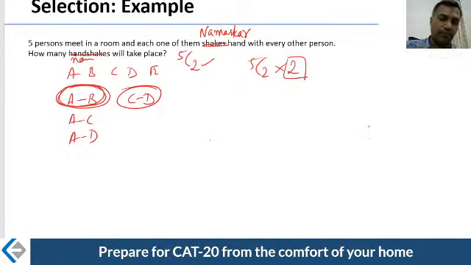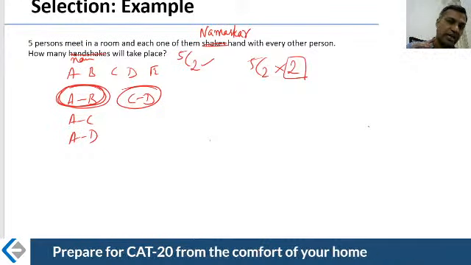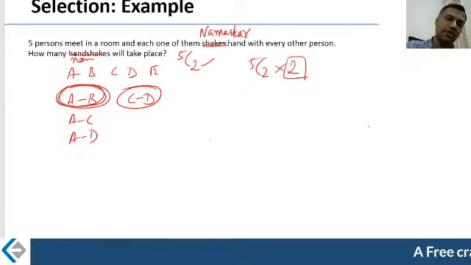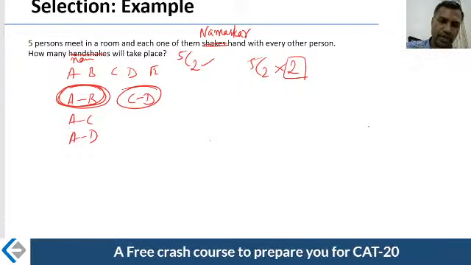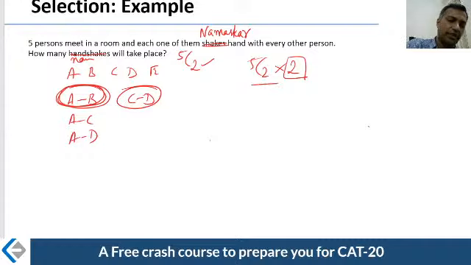Already the handshake was 1. When A and B were shaking hands, it was 1 handshake because both fists come together. It's only 1 handshake. But when a namaskar is made, it becomes 2 namaskars between the 2 people. So directly you can write 5P2 or you can write it as 5C2 times 2.